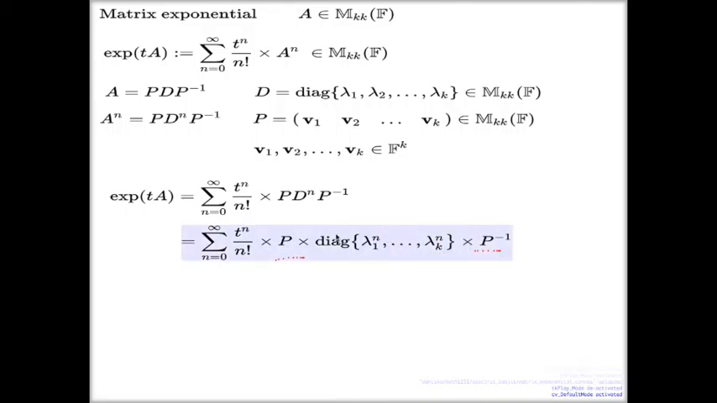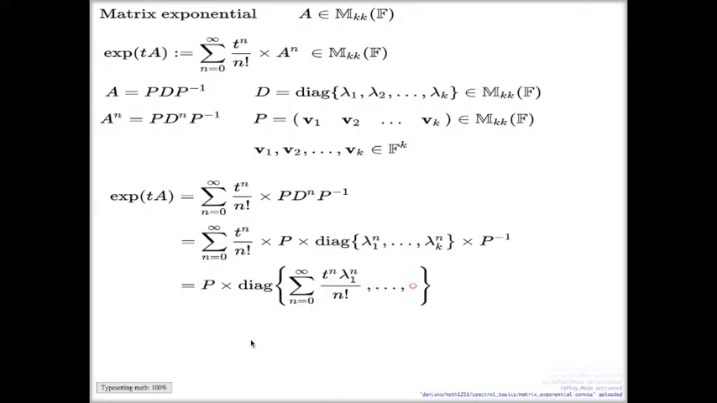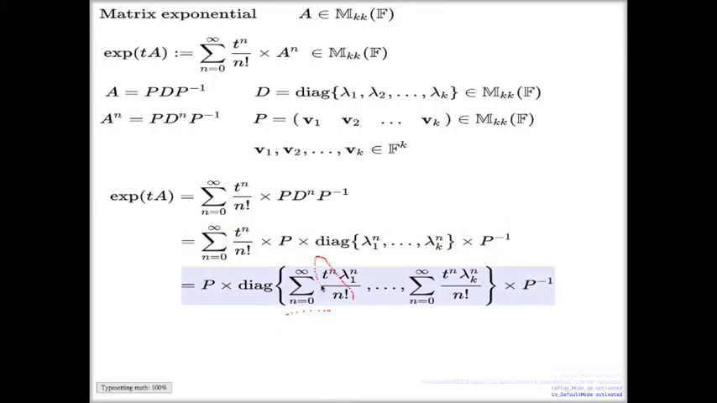What I will do now, I'll move this summation and this factor into every diagonal entry. When you scale a diagonal matrix, you scale every term on the diagonal. When you sum 1, 2, 3 or infinitely many diagonal matrices, you just sum the corresponding diagonal entries. So here we go. You see my summation and my factors went into the diagonal entries.